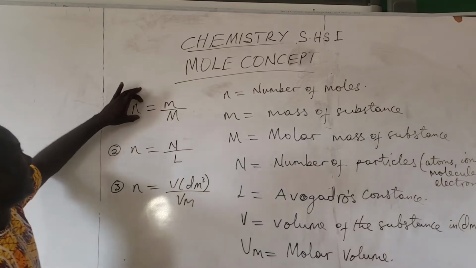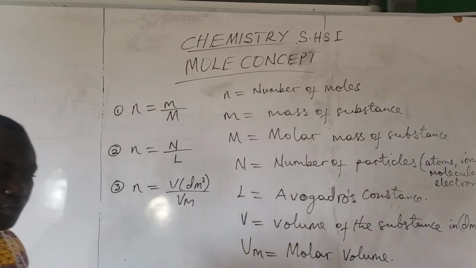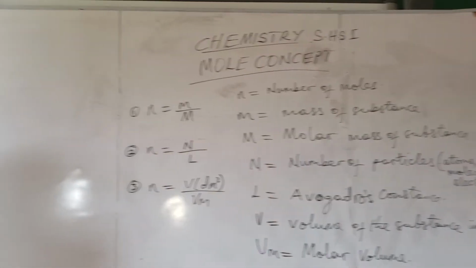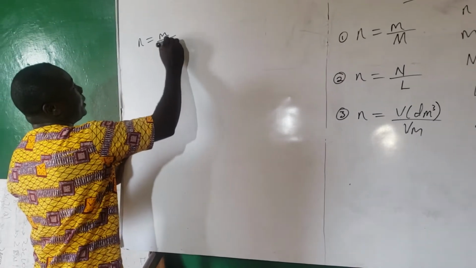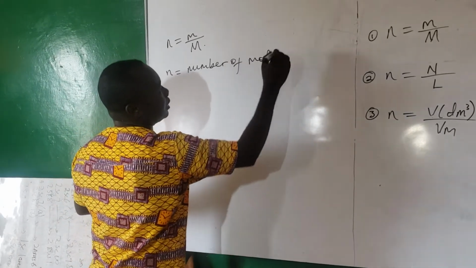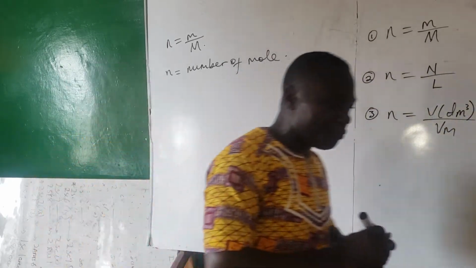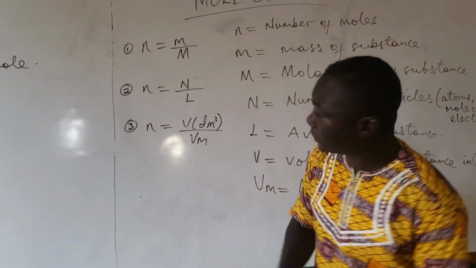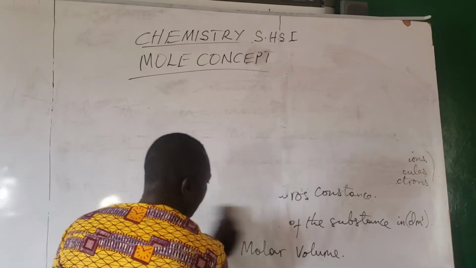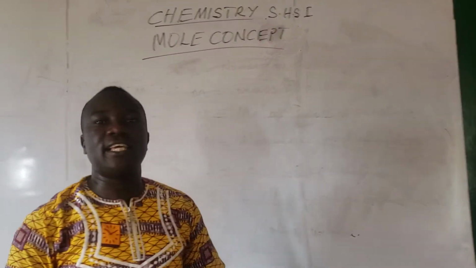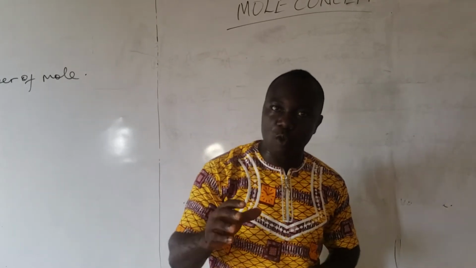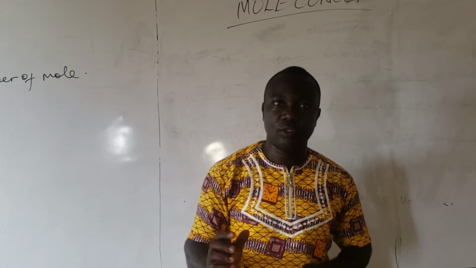Now let's pick the equations here one by one and explain, and then we solve questions dealing with that. When we talk about the first equation, n is equal to small m over big M, this n is the number of moles, as I already said. Now, the meaning of a mole. The mole, as we know, is the amount of substance which contains as many particles as there are in carbon 12 isotope, and also weighing 12 grams. So that's the meaning of a mole.